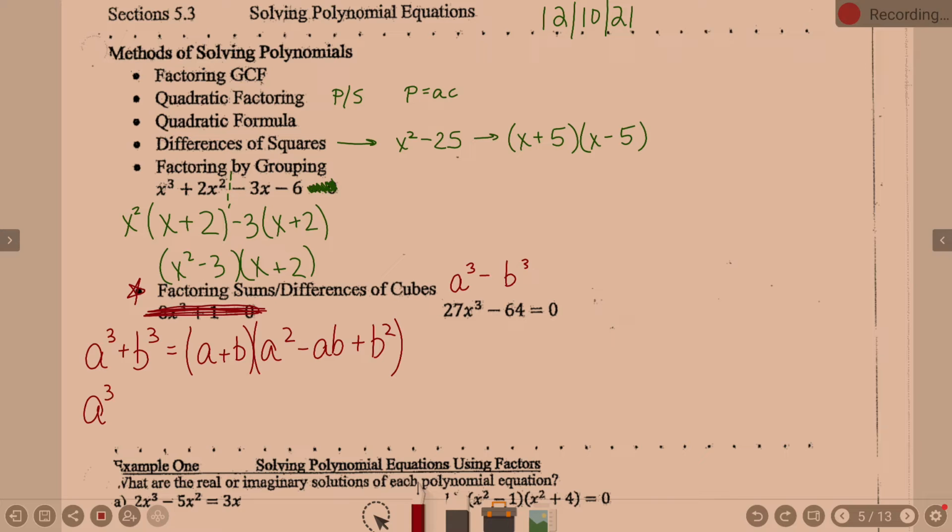If instead it's of the form a cubed minus b cubed, it's just two signs change. Instead of a plus b, it's a minus b. And then over here, it's a squared, instead of minus ab, it's plus ab. And then still plus b squared.